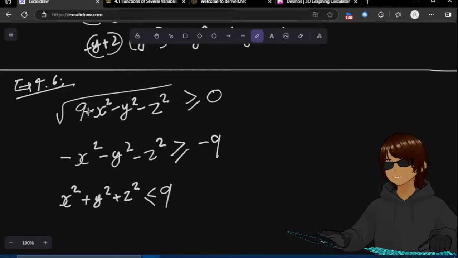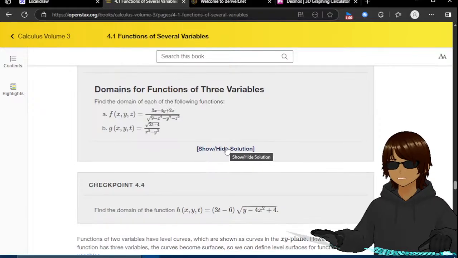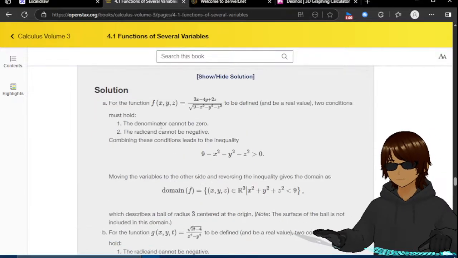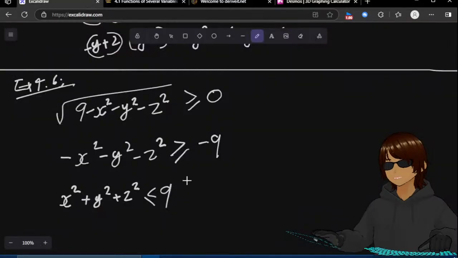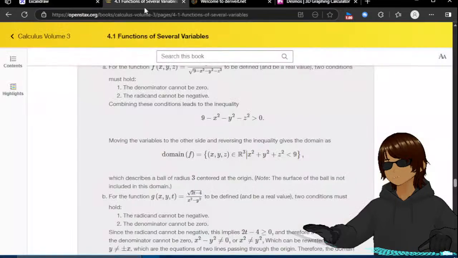And the largest quantity, like say x, y, and z, all of them are 0. Then root 9 is positive 3. The largest value of this can be positive 3, right? So the range is from negative 3 to positive 3. So domain is where all of these are less than 9. If they're equal to 9, wouldn't that also count?